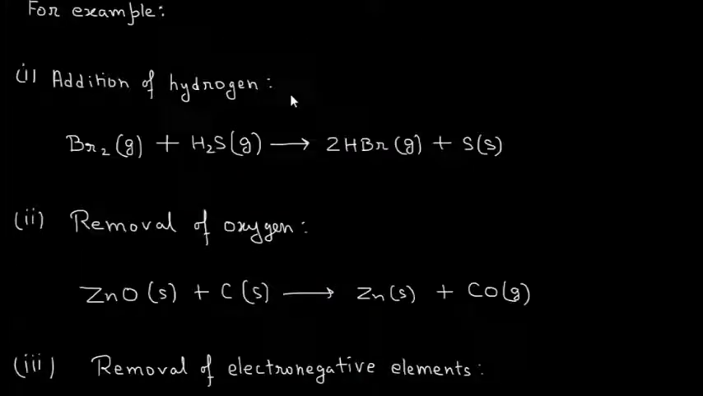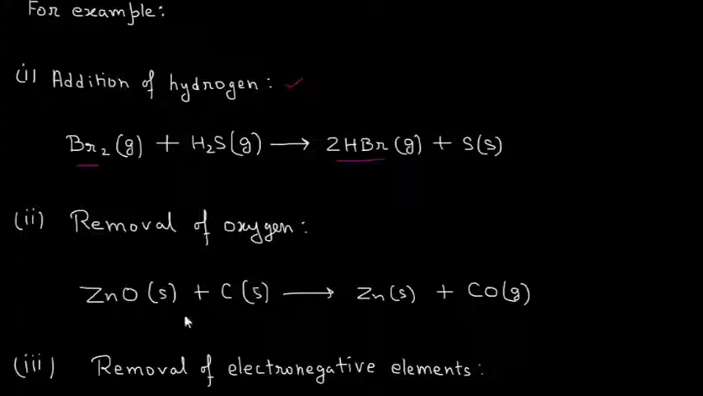So let us see an example for each of the cases. Addition of hydrogen, that is Br2 plus H2S gives 2HBr and sulfur. So here in Br2 hydrogen is added. There was no hydrogen here. Hydrogen added here. So it is a reduction reaction.